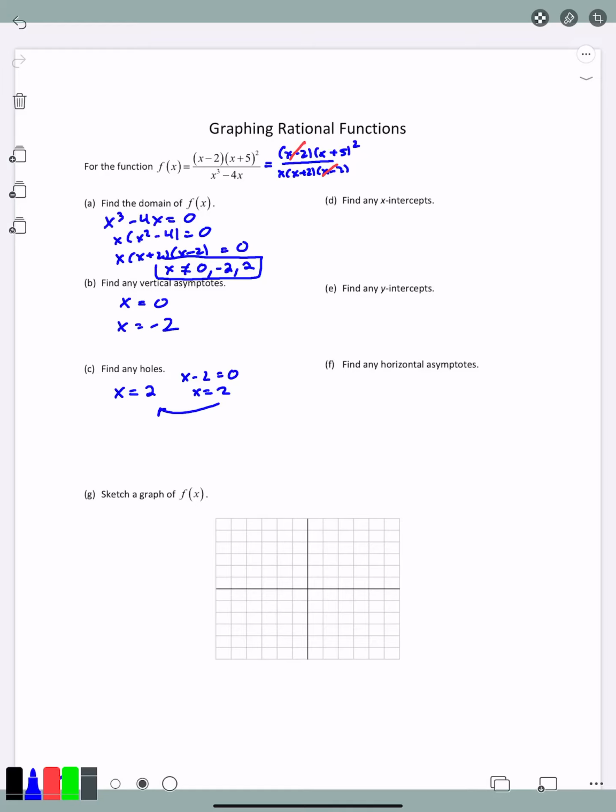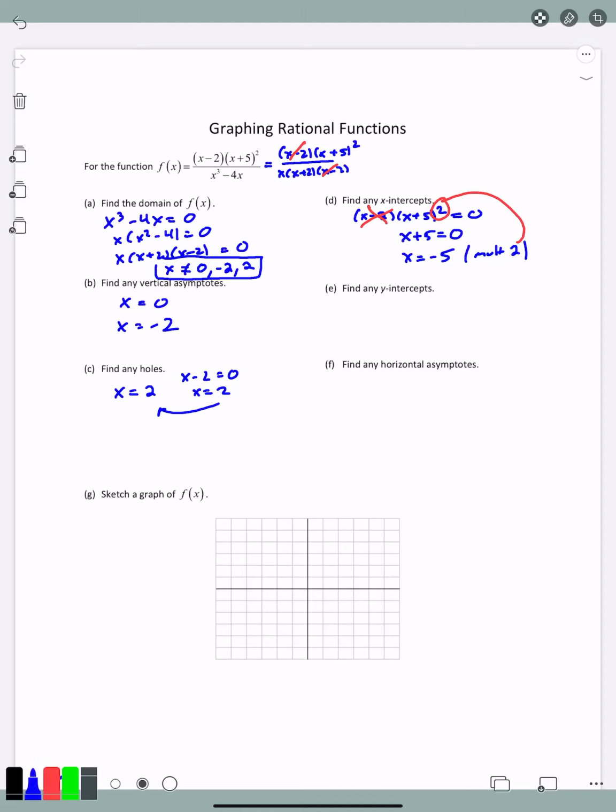Going for D, for x-intercepts. X-intercepts, you take the top and set it equal to 0. However, I do want to point out that if something cancels, it's not going to be an x-intercept. We already saw that part's going to cancel, so we're good there. The only other thing then is the x plus 5 squared, which means x plus 5 is 0, so x is -5. And I will go ahead and put down here that this has a multiplicity of 2. That's going to be important in our graph.